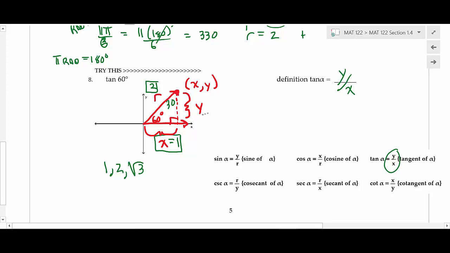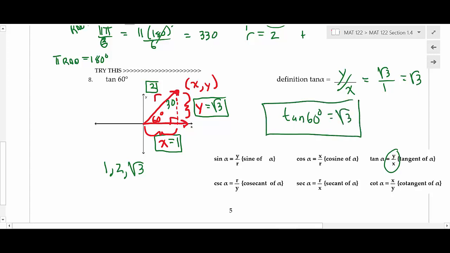That would be the one in the middle. So that's square root of 3. Okay, so once you figure out what x, y, and r is, then it's easy to figure out the answer to the problem. So y is square root of 3. X is 1. So you would get square root of 3. So we would conclude that the tangent of 60 degrees is equal to the square root of 3. Okay, that's how you get that out of the triangle.